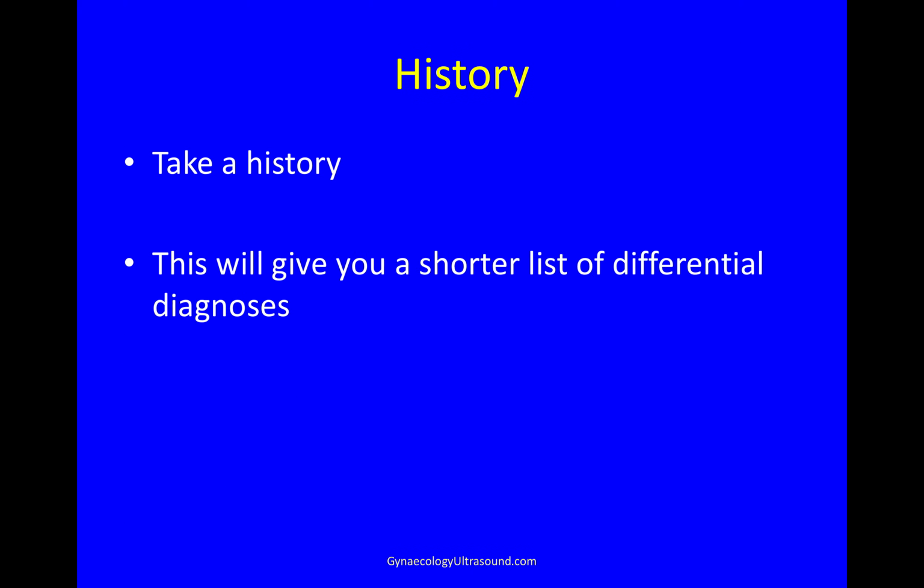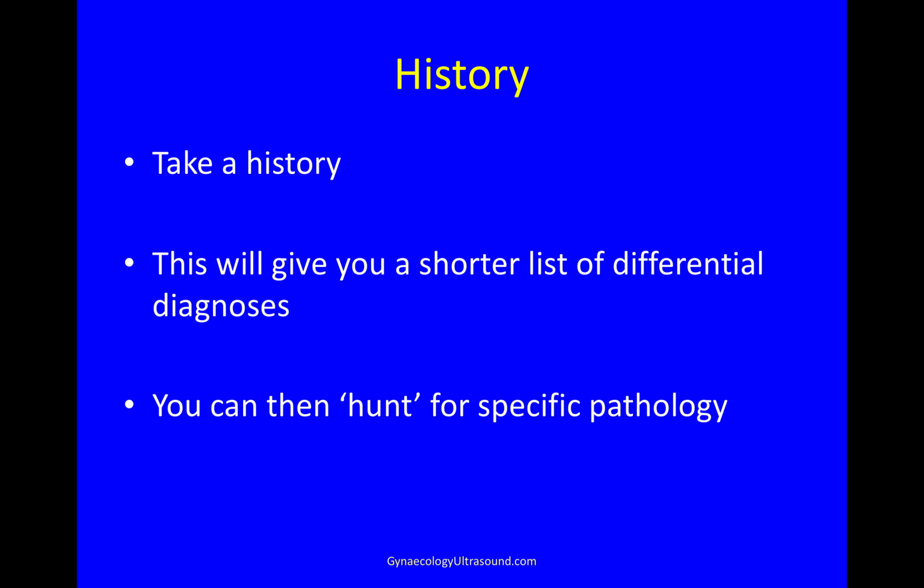Taking a history is crucial. Just by asking the patient a few simple questions, it will give you a much shorter list of differential diagnoses compared to asking nothing. And you can then hunt for specific pathology, really go looking for specific features that would make you think it's diagnosis A rather than B.